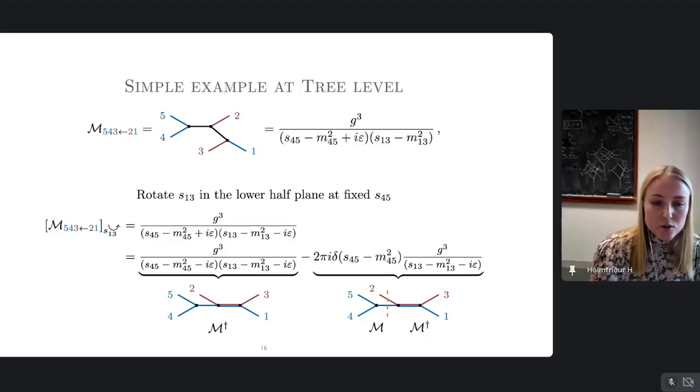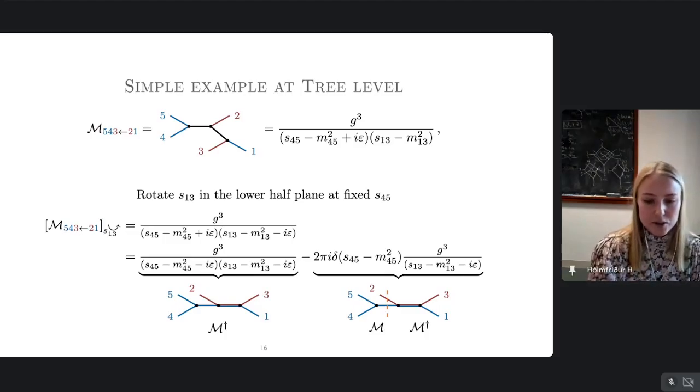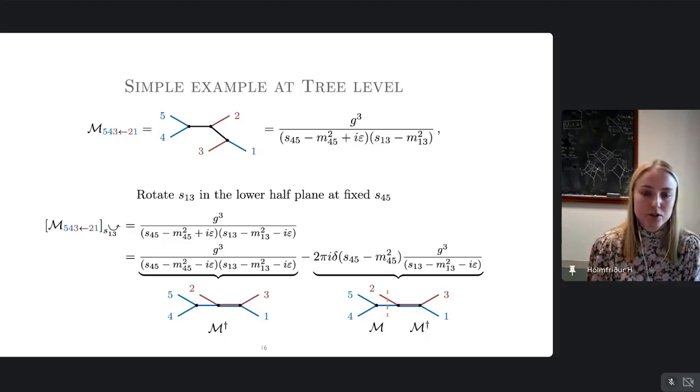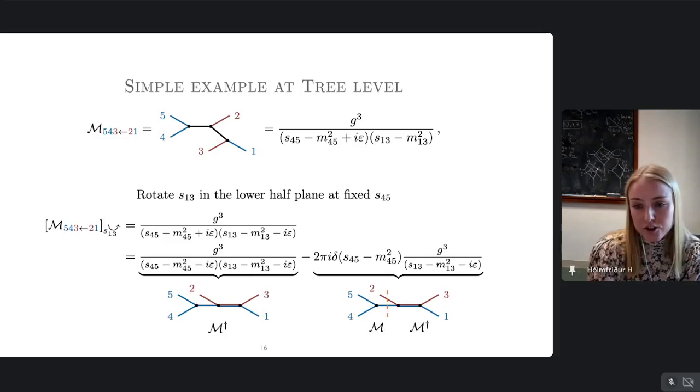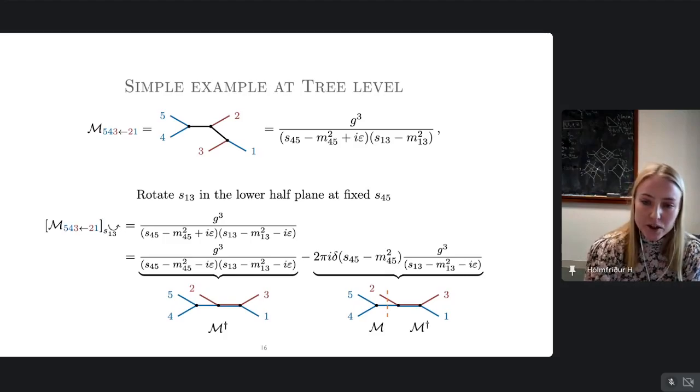So this object on the nose is not really a scattering amplitude, and it's not a conjugated amplitude, because it has this mixed i epsilon prescription, one positive and one negative. But we also know that we can rewrite it in terms of the conjugated amplitude, which is the result that at least I would have naively expected before starting to work on this. But then we have to compensate with this delta function term, or this kind of cut integral term, which is like an amplitude times the conjugated amplitude. So we have one of the propagators having a negative i epsilon, but then we cut this particle here.